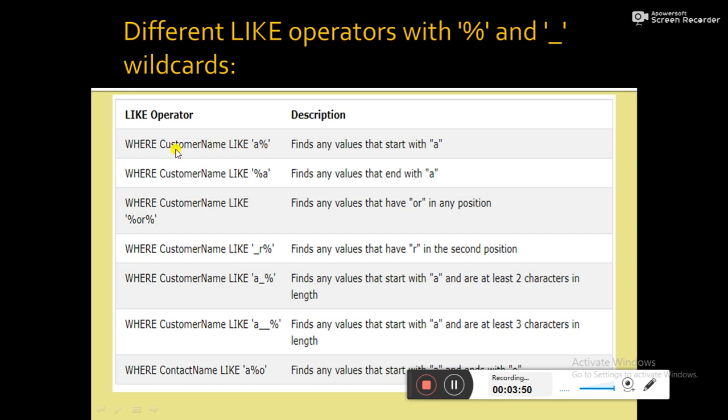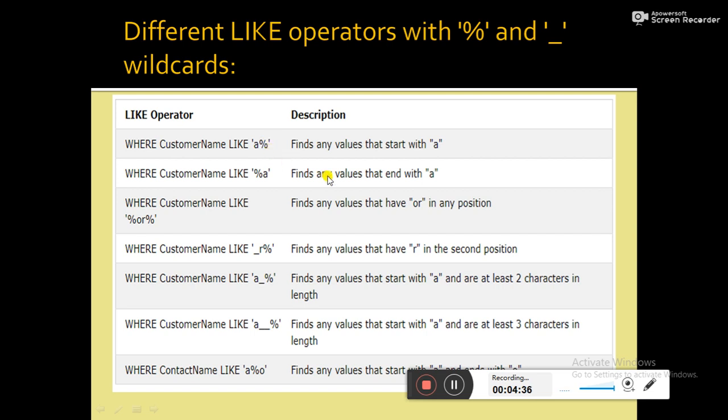Now what is the significance of that line? In the WHERE clause we are comparing with a condition. The condition is customer name LIKE 'A%', where A is the first character, and then the percentage sign, as I have already mentioned in the previous slide, means it may be 0 characters or many characters. So the first character should be A, and after A it may consist of any number of characters, it may be anything, but the first character should be A. And as it's a string, it should be within single quotes.